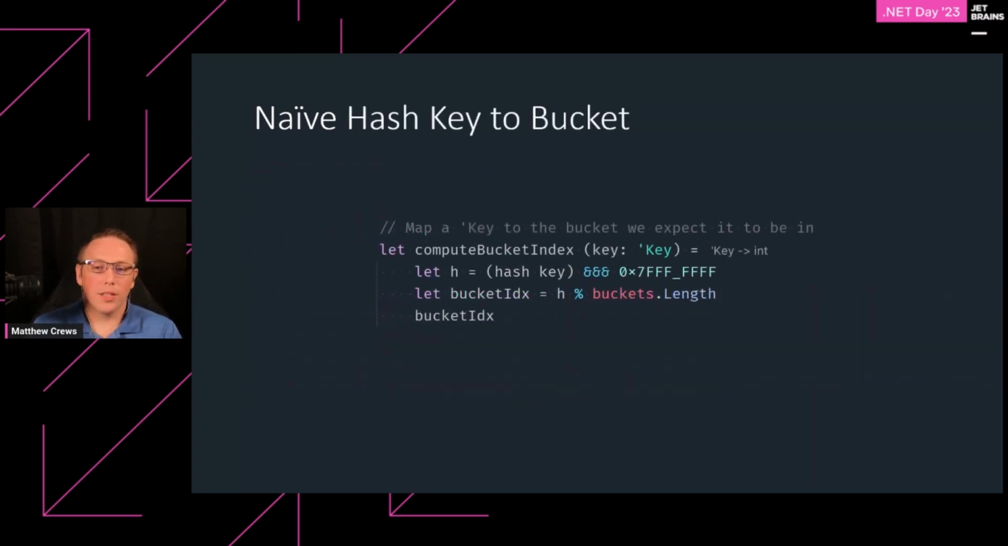So what is the logic that we then use for mapping that hash key to a bucket? Well, in this case, we're going to use the F# generic hash function, which can take some arbitrary type and compute a hash for it. We then want to mask off the first bit of that int32 to ensure that it is positive for our case. And then we use the mod operator to take that arbitrary int32 and map it to one of the buckets in our backing array.